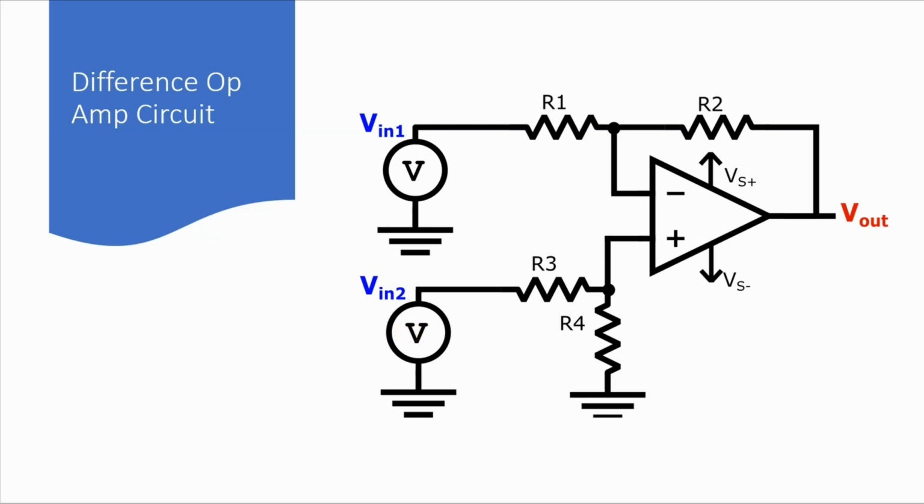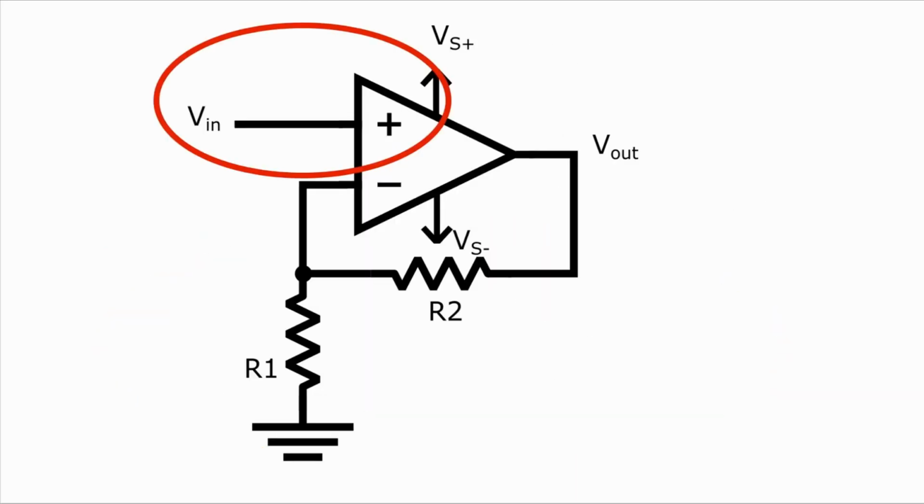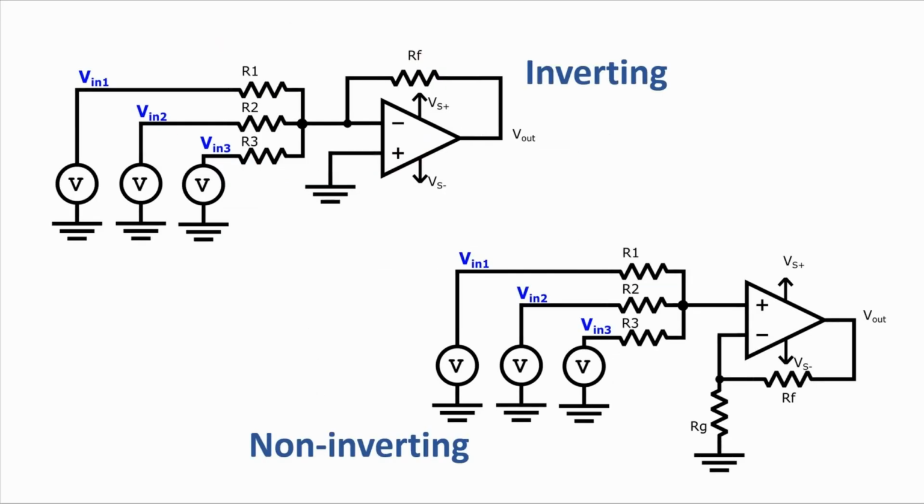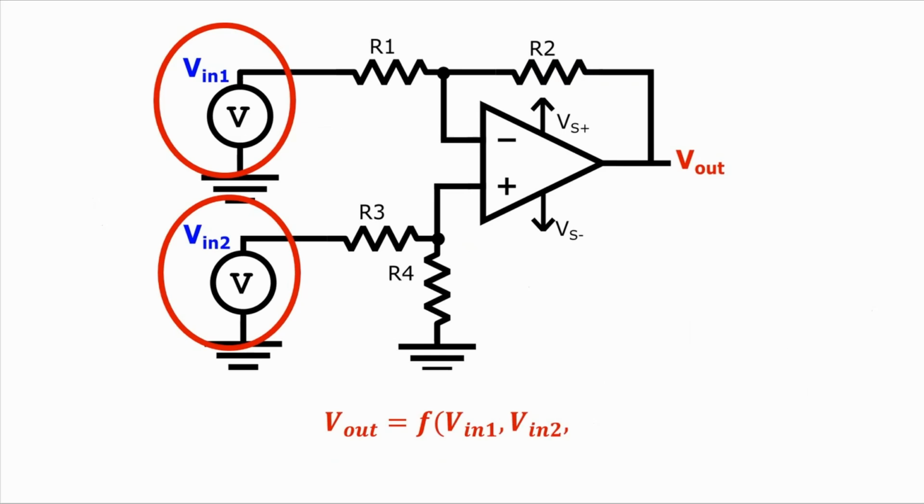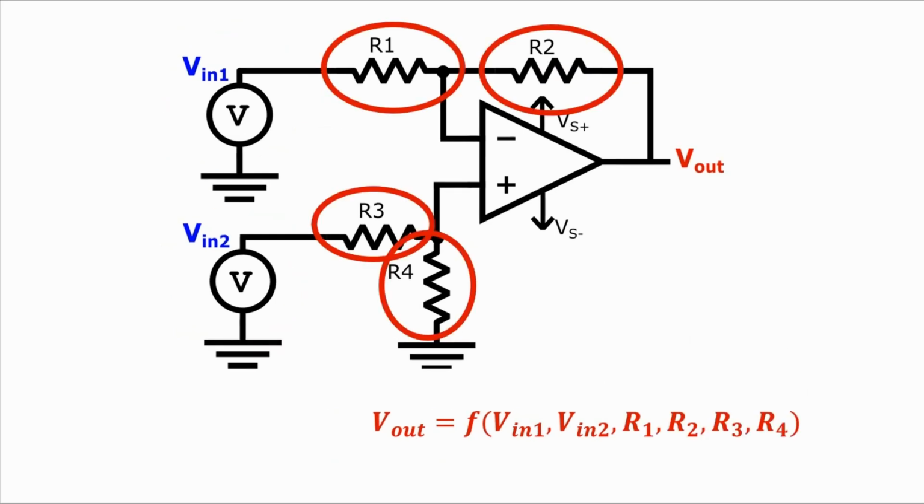And as I'm sure you can guess from the name, Vout will somehow be based on the difference between Vin2 and Vin1. And just like other op-amp circuits we've looked at, like the inverting amplifier, the non-inverting amplifier, summing amplifiers, the output of the difference amplifier is a function of the input voltages and the resistors, which in this case are R1, R2, R3, and R4. And in this video, we are going to figure out what exactly that function is.